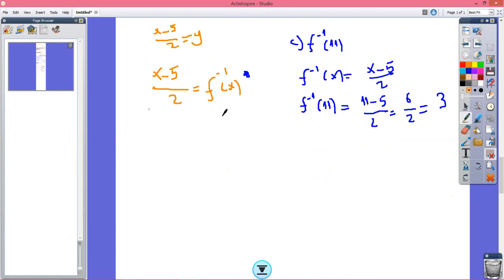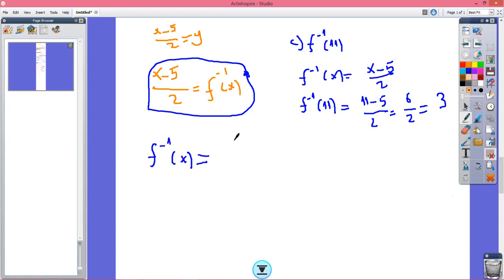The inverse function is this one. Is there any question? This is the inverse function. Do you see? Minus 1 is here. Now I am going to write it again. The inverse function is this one: f minus 1 of x is equal to x minus 5 divided by 2.